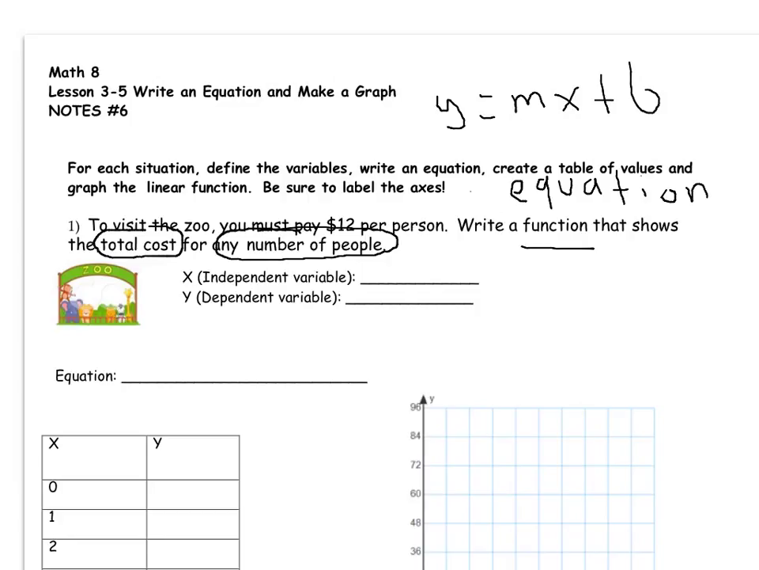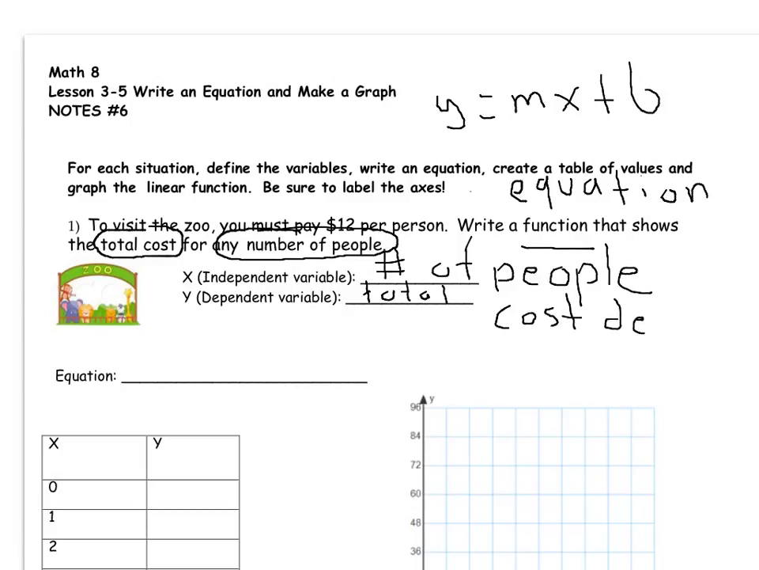So our independent variable is going to be number of people. And our dependent variable is going to be the total cost. Again, cost depends on number of people.